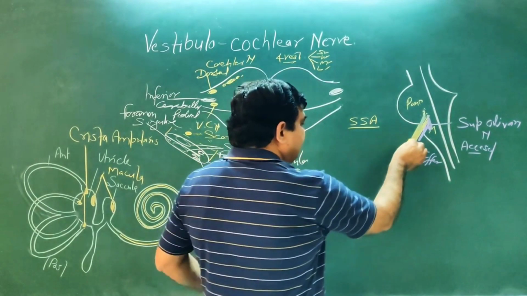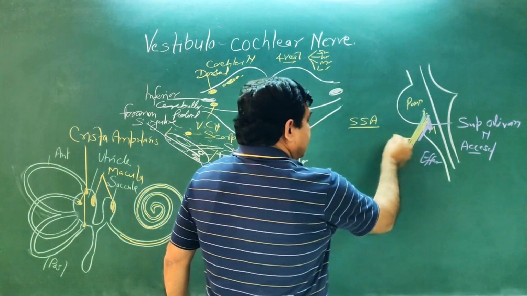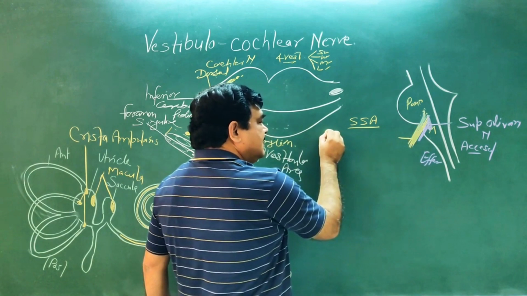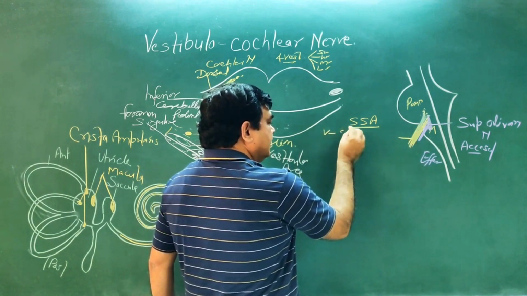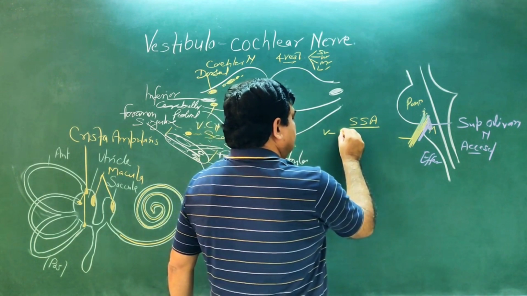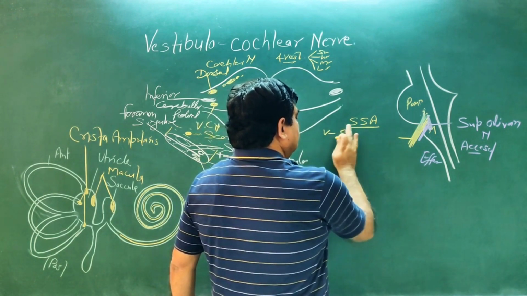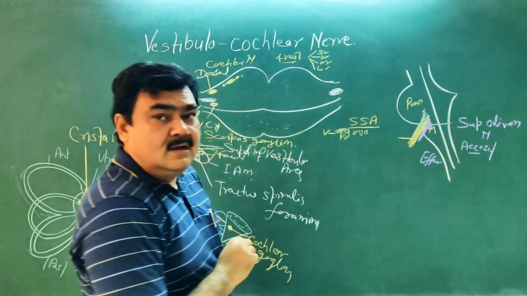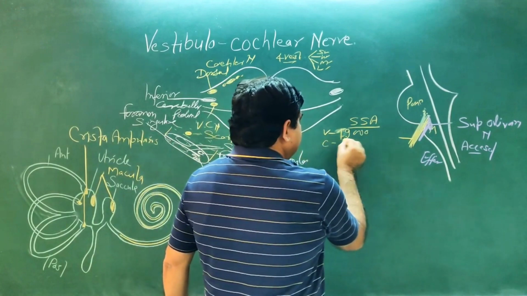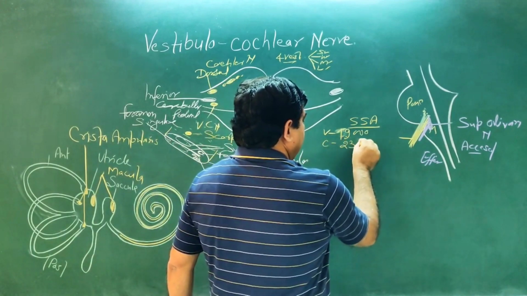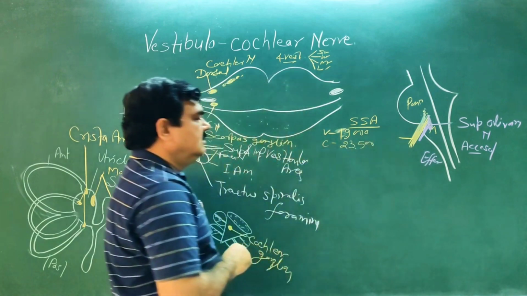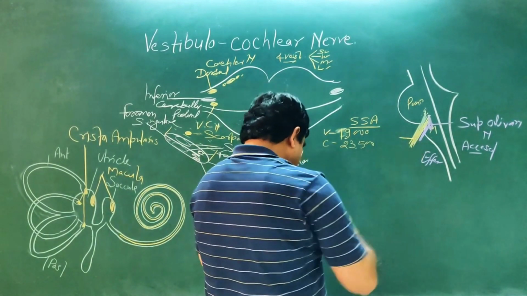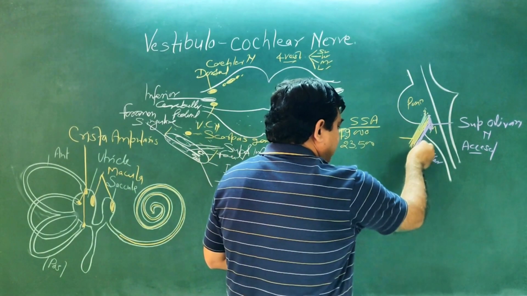If you see the number of fibers, the vestibular fibers are around 19,000 and the cochlear fibers are around 23,500. And there are very few efferent fibers.